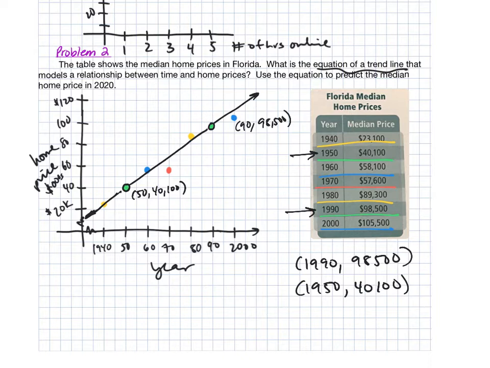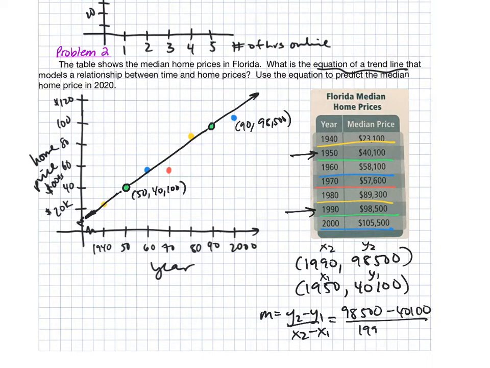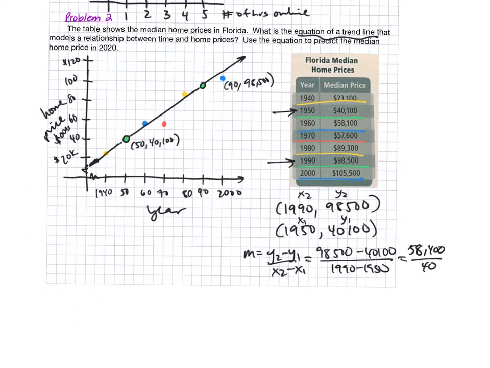Okay, so remember, you can find the slope by subtracting your y's and subtracting your x's. In this case, let's make this x1 and y1, and this x2 and y2. So then we just subtract the 2 y's, and then we subtract the 2 x's. Okay, and then we get, here, let's make this smaller. That's my math on that. So 58,400 divided by 40 is 1460. Okay, so that's how much the home price actually goes up every year. That's my slope, right? Rise over run.